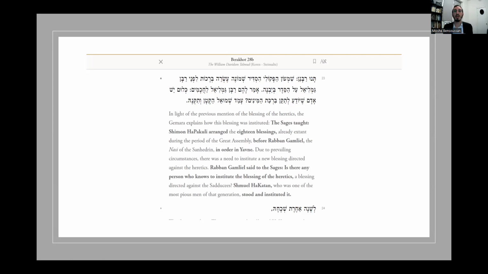for the Shemoneh Esrei, showing us, according to Ezra Fleischer, that a fixed liturgy, at least for the Amida, did exist in the time of Rabbi Gamliel in Yavne in the early 100s. That's a fascinating thing to claim. And of course, at this time, we don't know about the other parts of the prayer, but we do know that this statutory prayer was set. Now, this is a very problematic thing to claim.